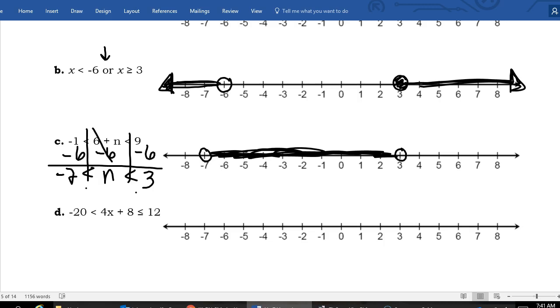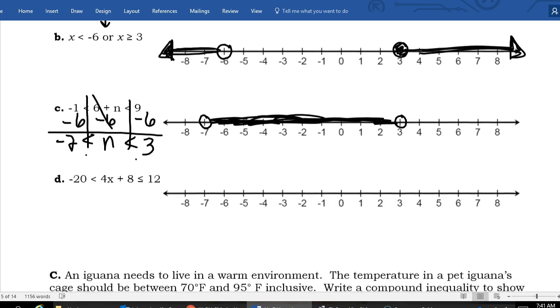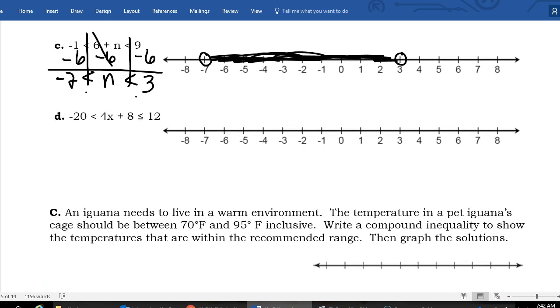Letter D, similar to letter C, but now I have a two-step solution. So I'm going to start by dropping my lines on my inequality symbols, and we're going to solve this just like if it was a standard linear equation. We're going to take away 8 on both sides, trying to isolate that variable. But it's not just both sides, it's all 3 sides.